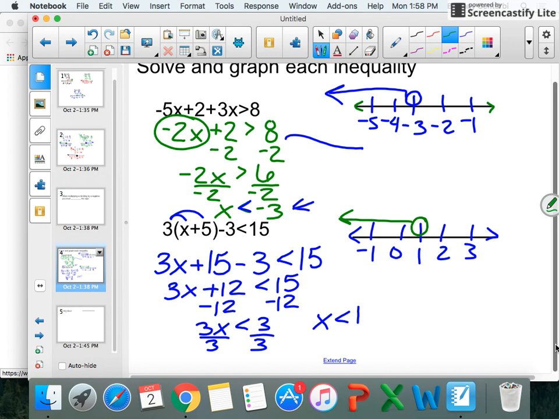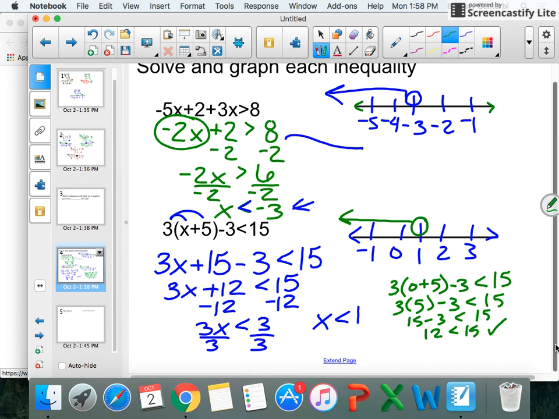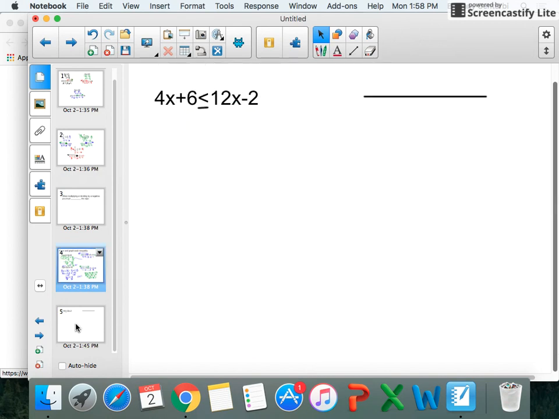And you can always plug in. Let's just take 0 for an example and plug it into our original equation. So we're going to take 3 times 0 plus 5 minus 3 is less than 15. Let's just double check and make sure it works. So 3 times 0 plus 5 is just 5. And 3 times 5 is 15. And 15 minus 3 is 12. And since 12 is less than 15, we know we did our arrow and our equation right.